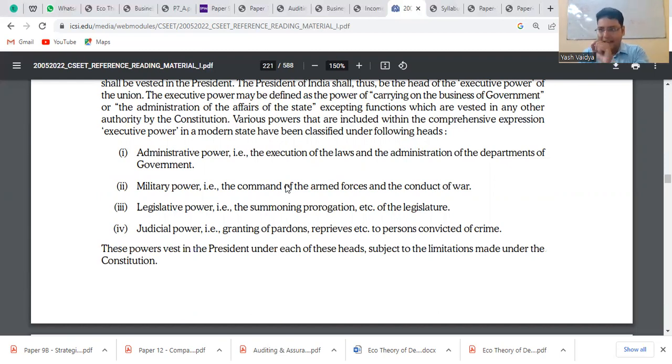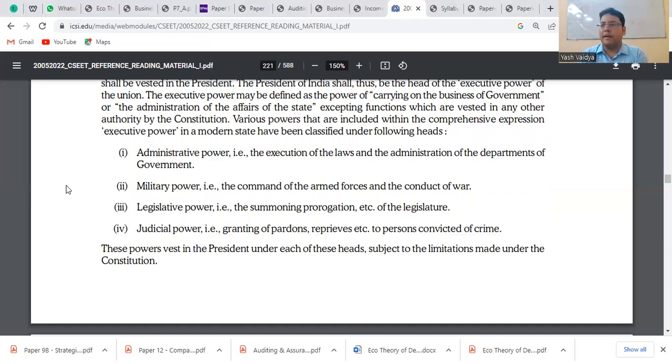So the president, and that's the reason the assent of the president is required on that law. He has to sign the bill. Then only that bill will become law. And then the law will be implemented in his name or her name. Okay? Then military power, that is the command of the armed forces and the conduct of war.